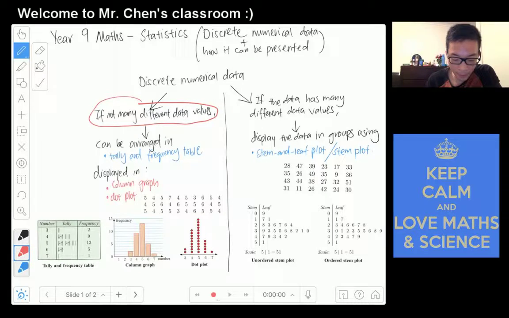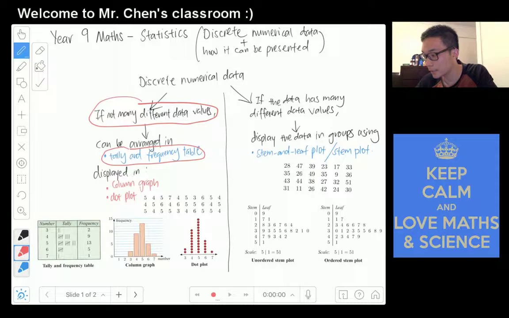If there are not many different data values, it can be arranged in a tally and frequency table. And once you arrange them, you can display them in a column graph and dot plot, which I will show you how this is done. First, I'm going to have to explain what not many different data values means. It means you have multiple repeated numbers.